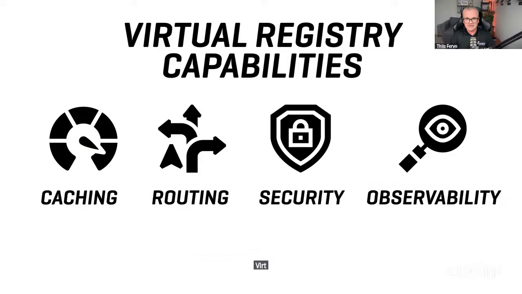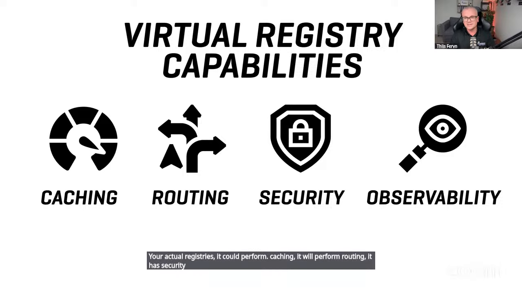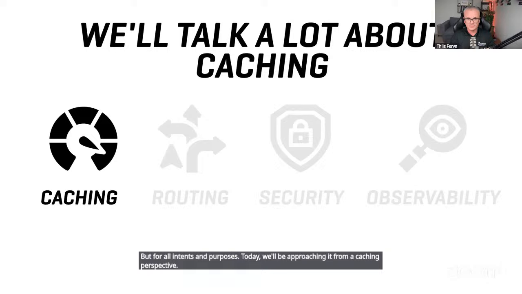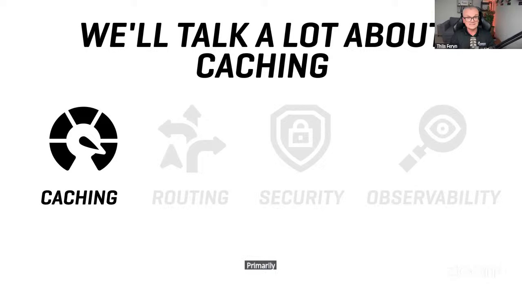Virtual registries have specific capabilities. Because it is a sort of a proxy in front of your actual registries, it could perform caching, it will perform routing, it has security capabilities, observability capabilities, you name it. But for all intents and purposes, today we'll be approaching it from a caching perspective, primarily. All right, that's the intro, folks.